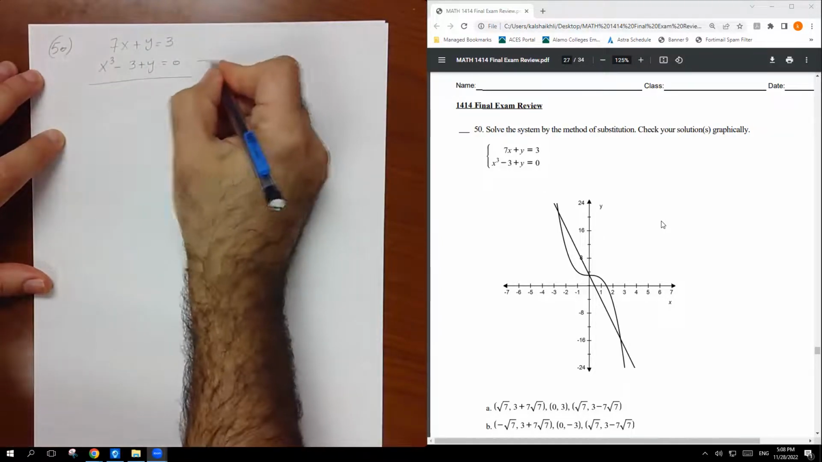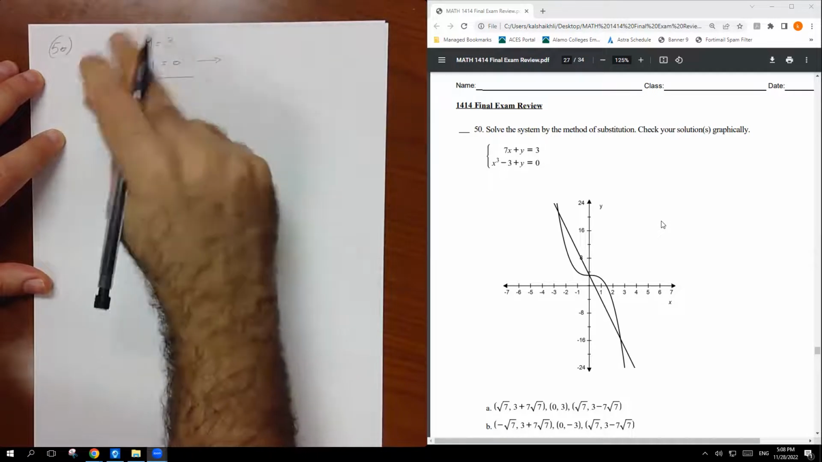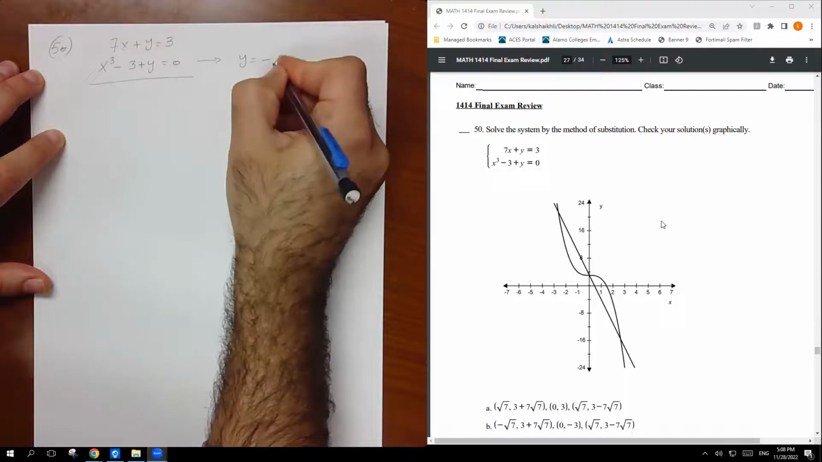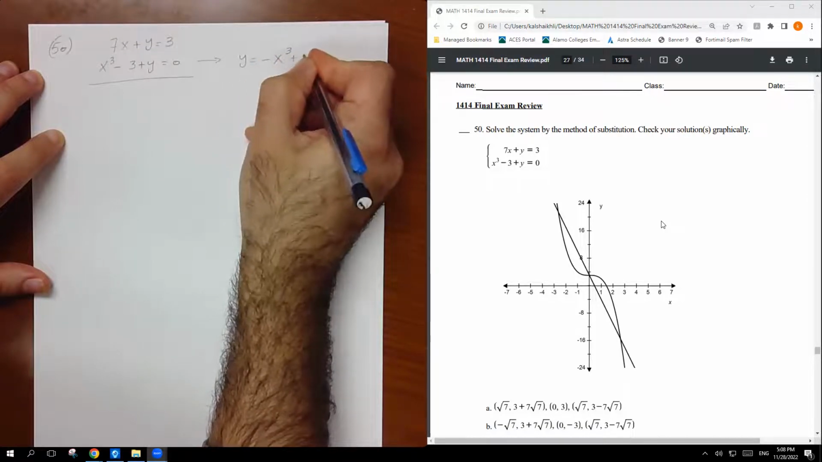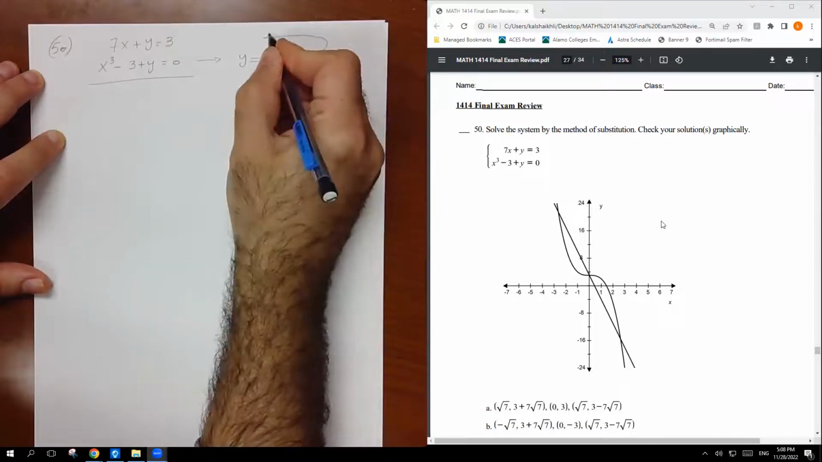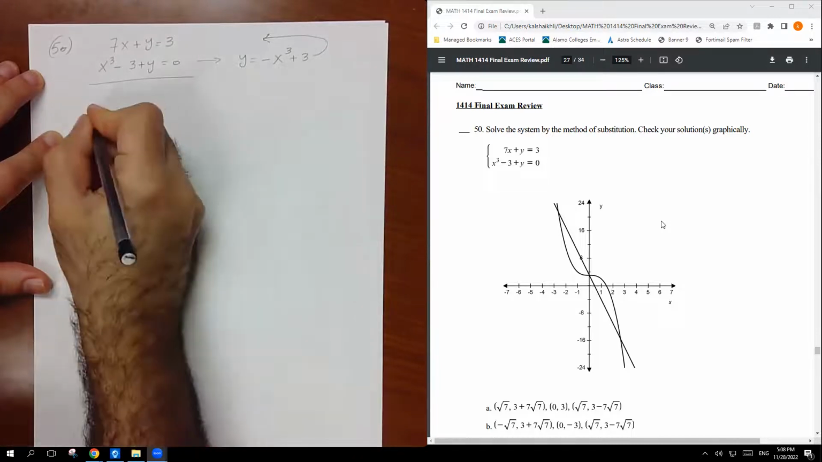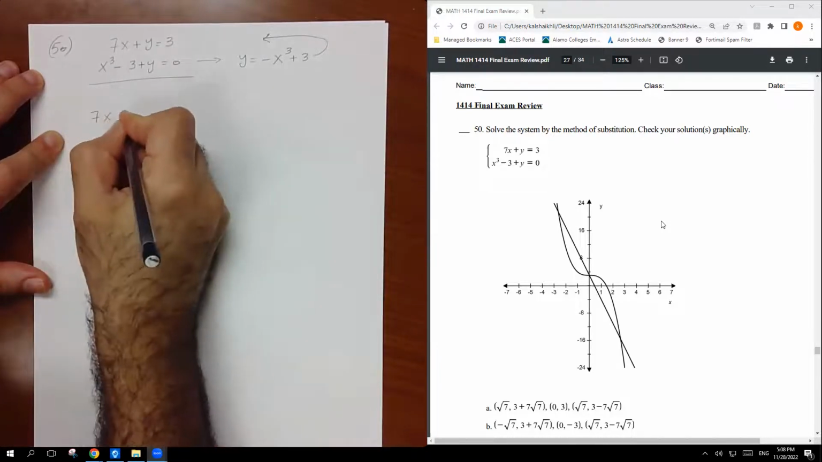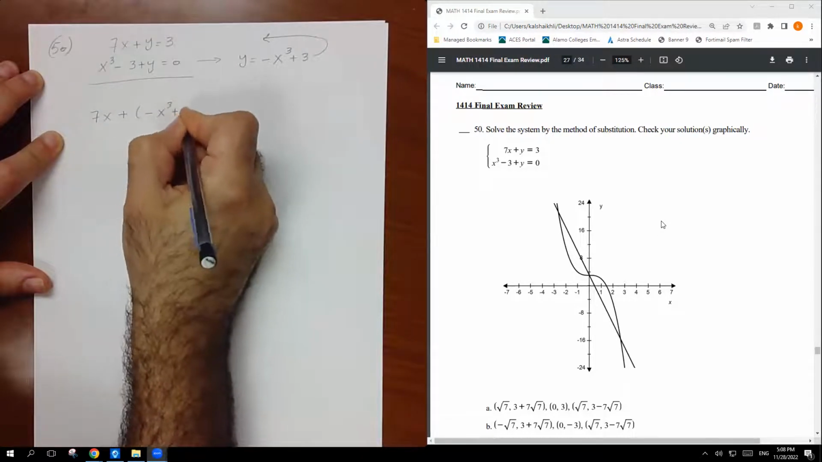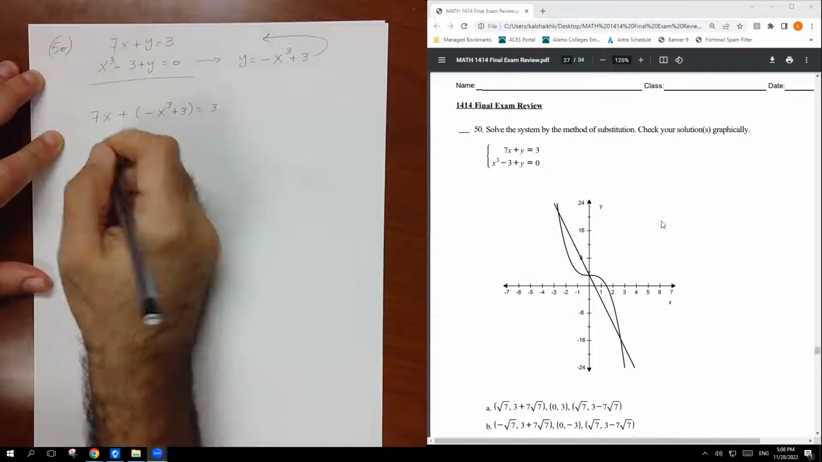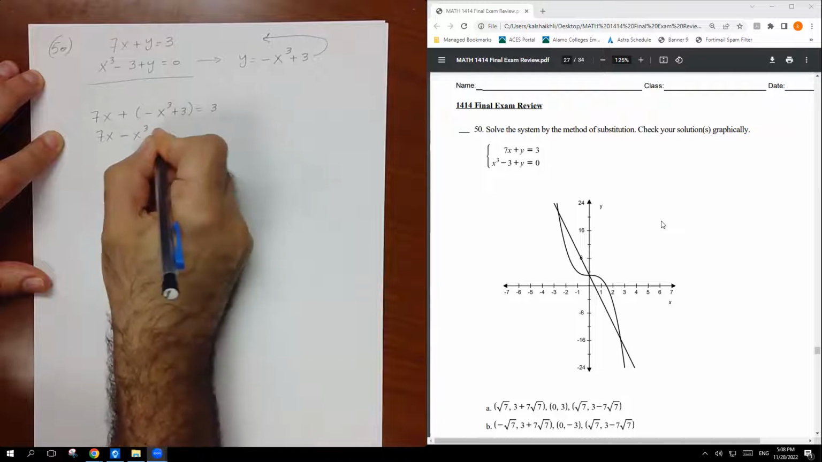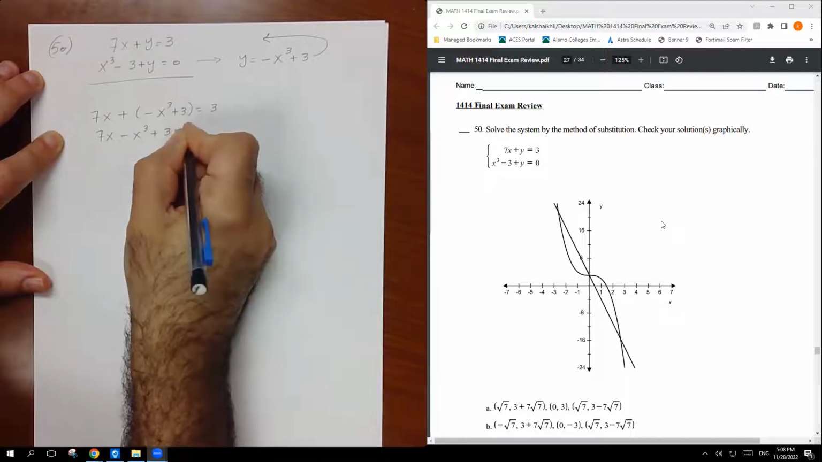So the first thing, I'm going to solve this one for y. Move everything with x to the other side. That means y is going to be equal to negative x cubed plus 3. Now this is the new equation. I'm going to substitute this into equation 1. So 7x plus y, which is negative x cubed plus 3, is going to be equal to 3. That means 7x minus x cubed plus 3 is going to be equal to 3.